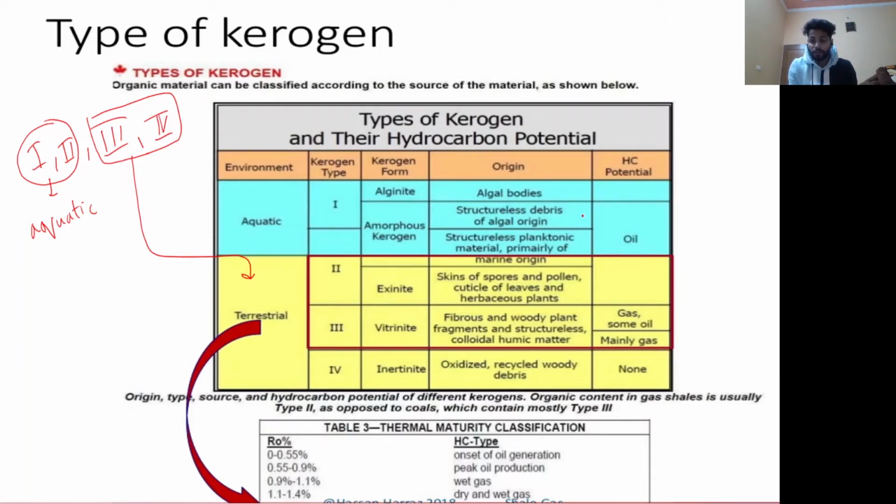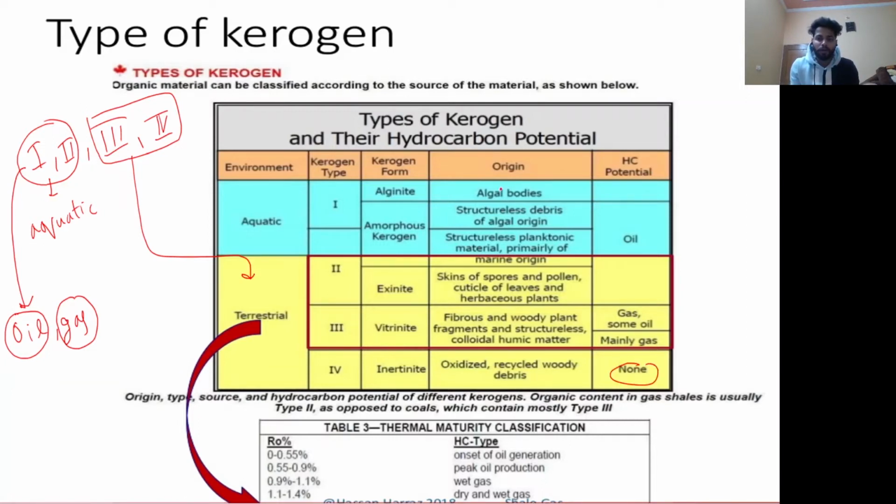Talking about hydrocarbon potential, kerogen 1 and 2 are the ones that generally produce oil and gas. They have a high quantity of oil. Type 1 has the most quantity of oil, type 2 has significantly lesser oil and more gas. Type 3 will have mainly gas only, and type 4 has no hydrocarbon potential.